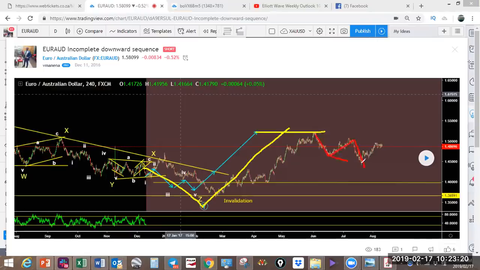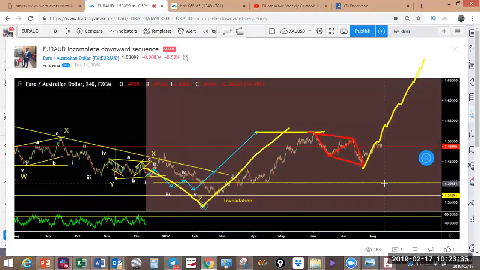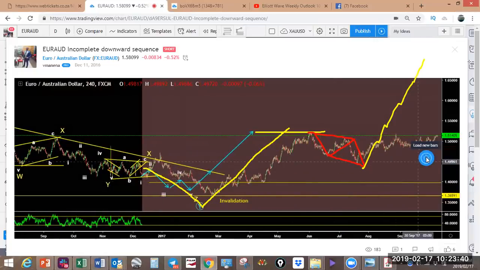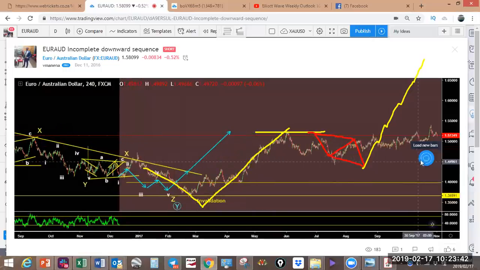Okay? After correction, you expect that you're going to get another move similar to that. Same as I was saying on Bitcoin. We're going to get another move similar in size as that one. Even though I didn't update that, that is the move that has now eventually happened. When you get a corrective structure like that, that is the expectation.